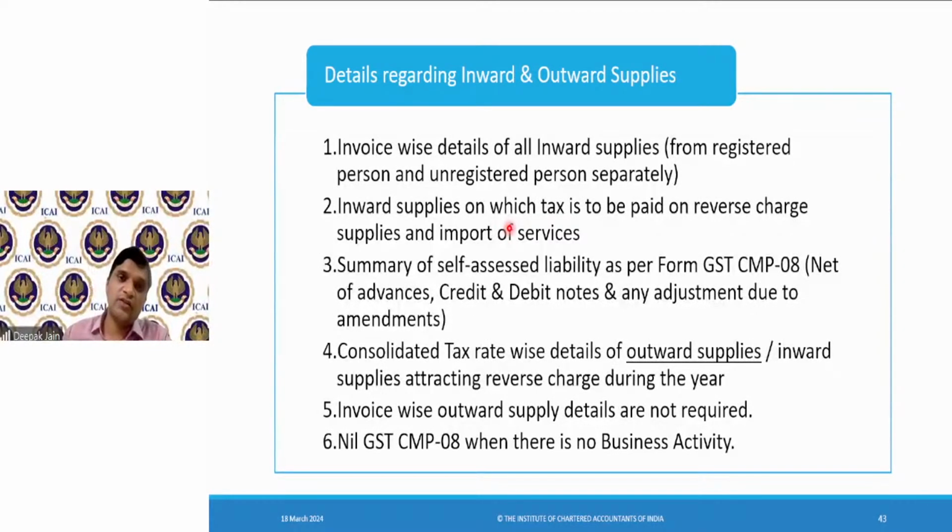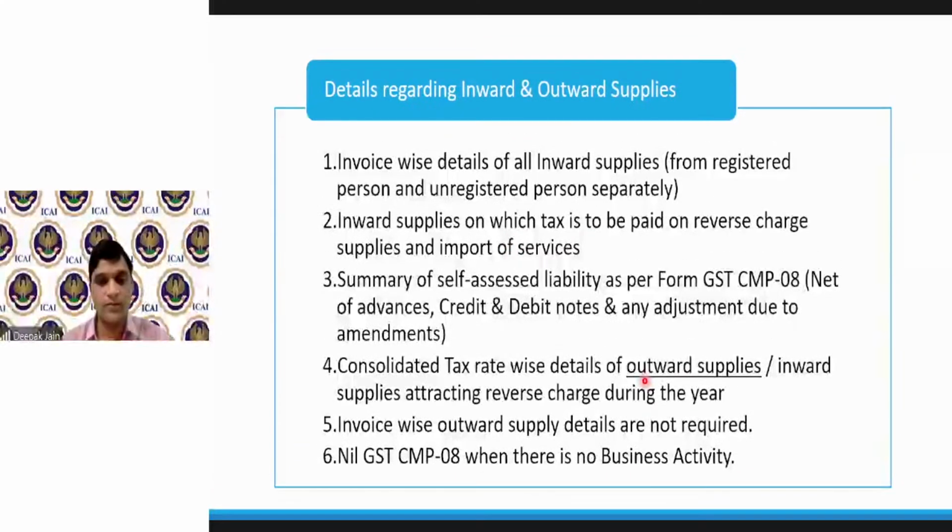And still, he will also have to file nil GST CMP 08. Say for 1 quarter, he did not make any supplies, he has to do that in CMP 08. But if he does not have any business, still he'll have to report nil CMP 08. What is CMP? CMP is a challan name, which shows what is the challan he will pay.